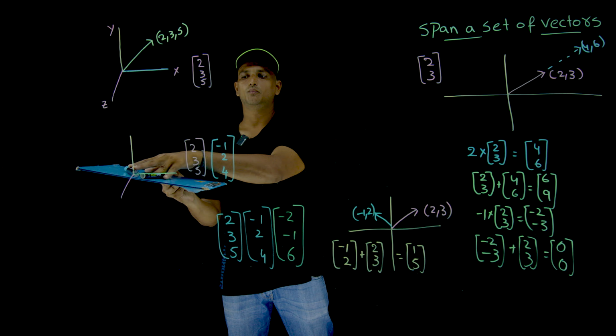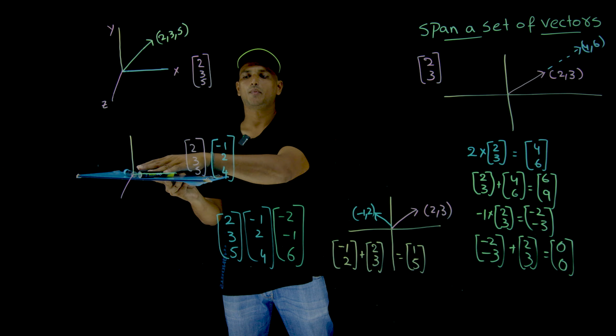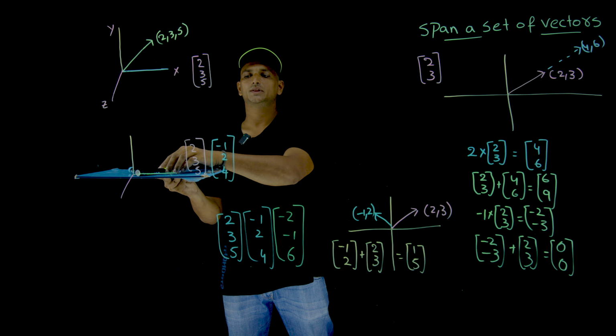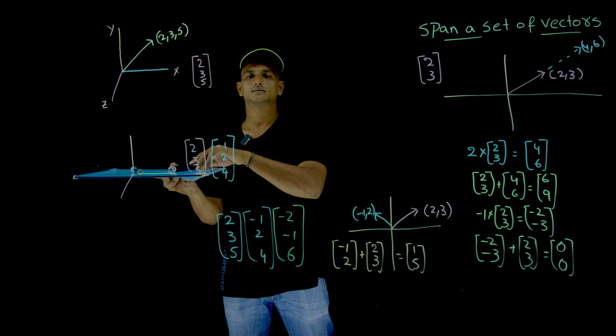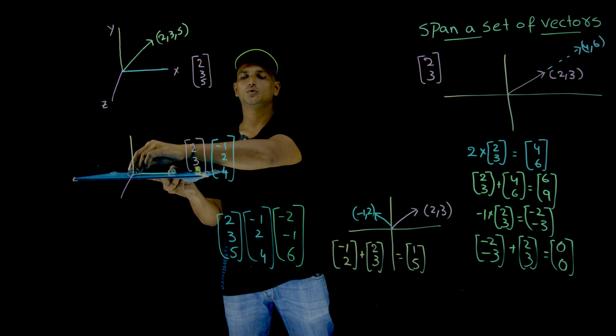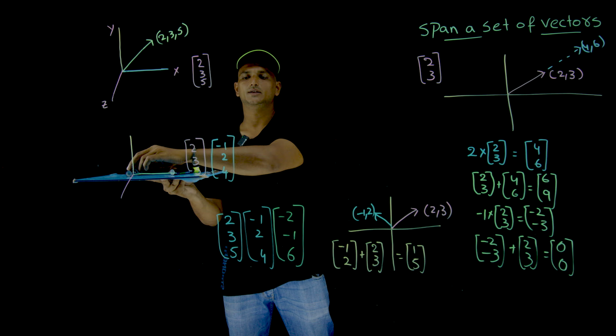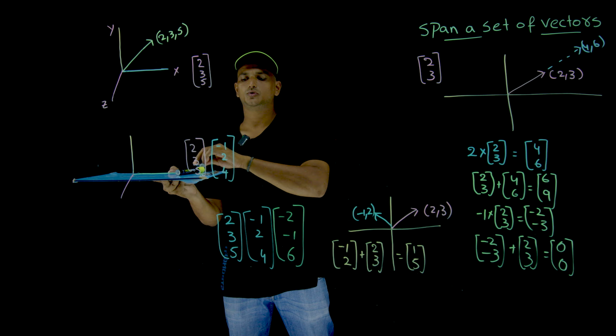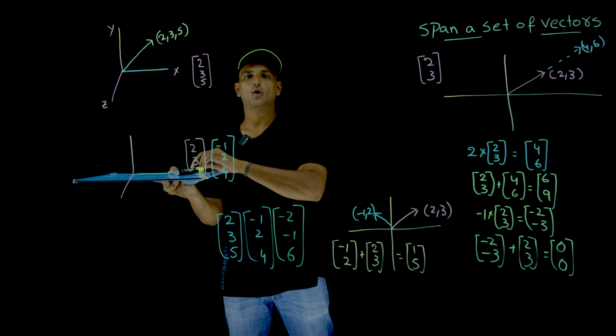So 2, 3, 5 and -1, 2, 4. If you multiply 2, 3, 5 with a scalar, it is going to move like this. If you multiply -1, 2, 4, it is going to move like this. Adding these two, you are going to get a point, a vector on this plane.